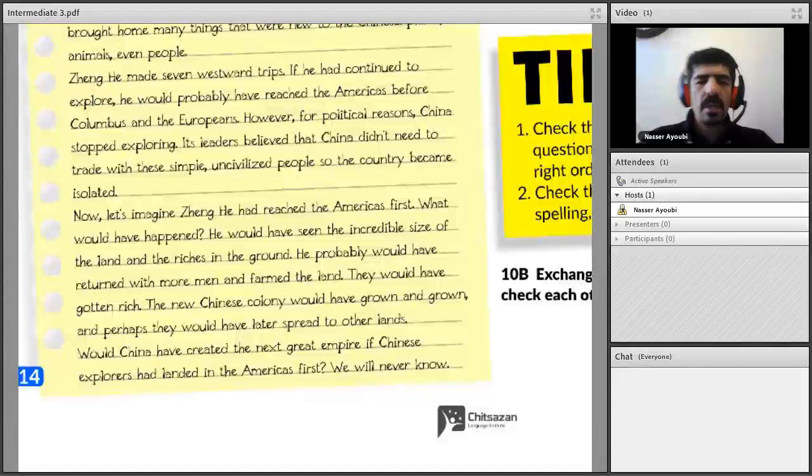Would China have created the next great empire if Chinese explorers had landed in the Americas first? We will never know.